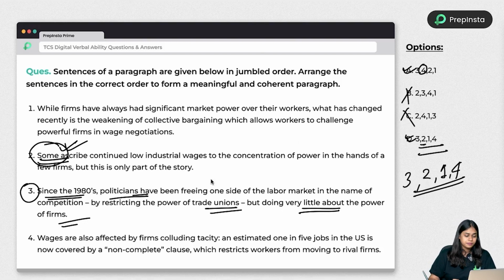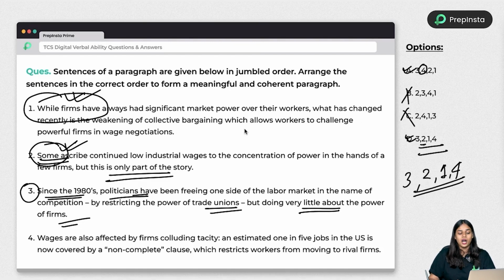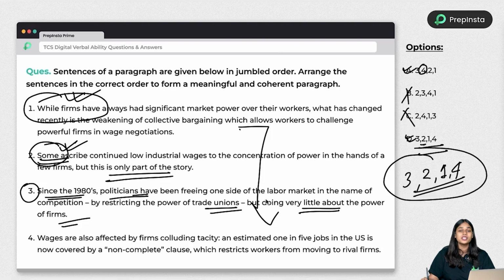Let's do it. This is not the only part of the story. While firms have always had significant market power, so we are using a comparison form over here. What has changed recently is the weakening of collective bargaining. Now, this bargaining comes up to the wages part. Wages are also affected by firms colluding tacitly. Alright, so we have 3, 2, 1, 4 as the correct answer over here, which is option D.